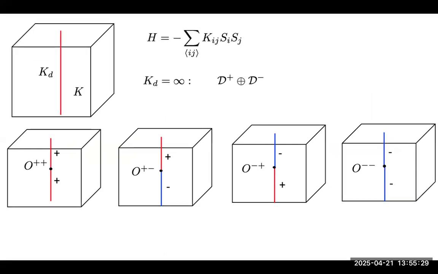Is KD equals infinity, does that actually define a conformal line defect in the Ising model? No, a non-simple one, which is a direct sum of this. I see.